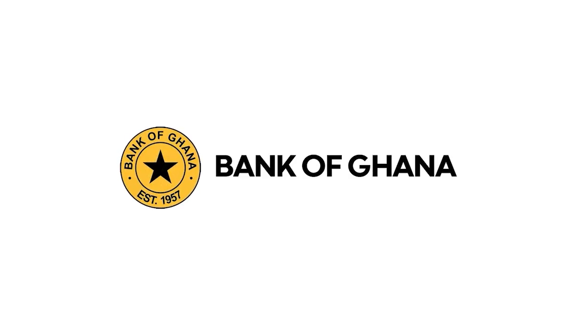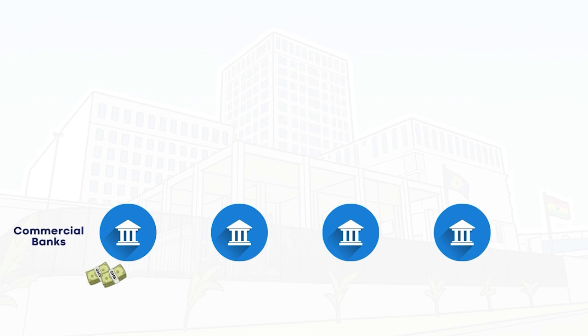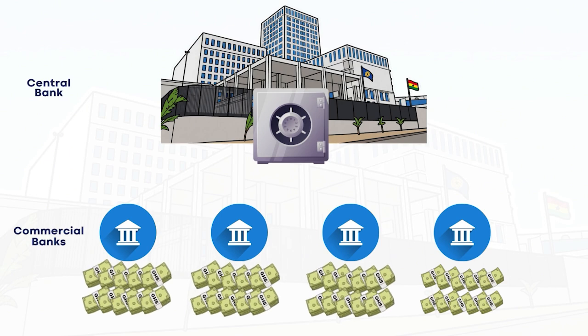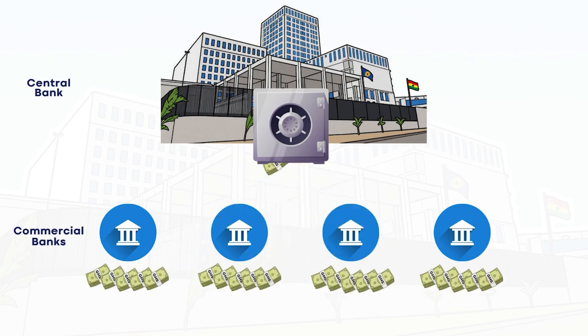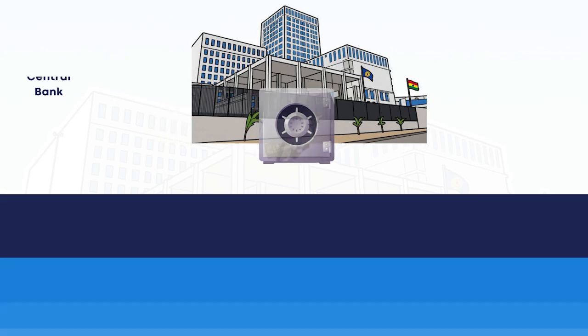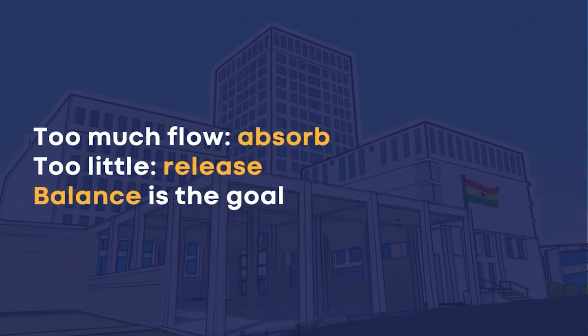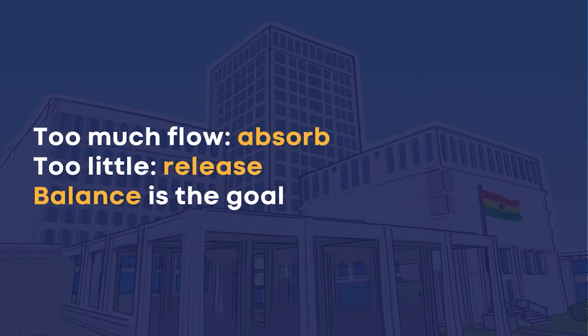One of the main ways the central bank does this is through open market operations, or OMO. When there is too much money circulating, the central bank steps in and absorbs the excess, drawing it out of the system and holding it safely. The excess money is taken out of circulation. The pressure on prices eases.